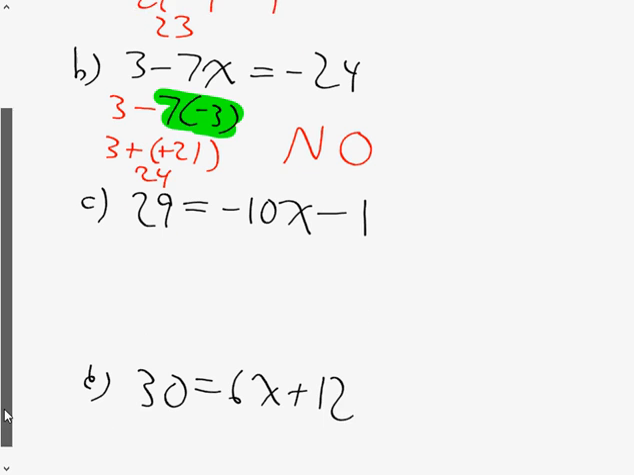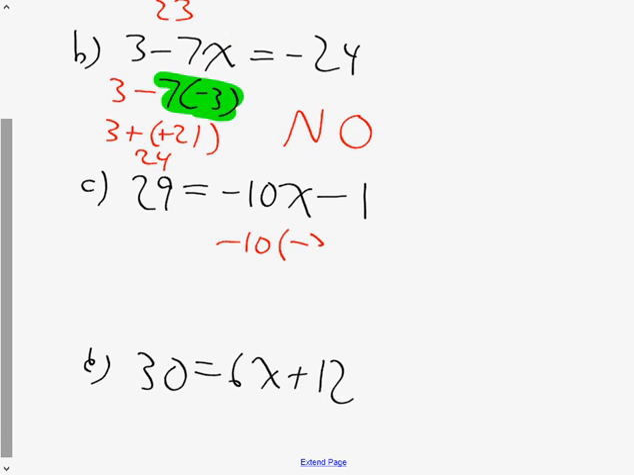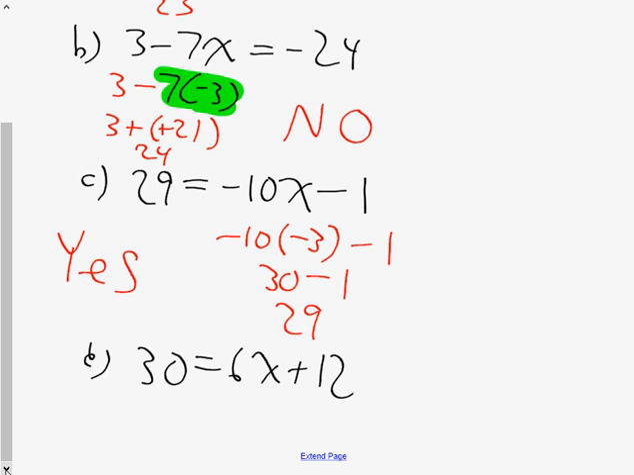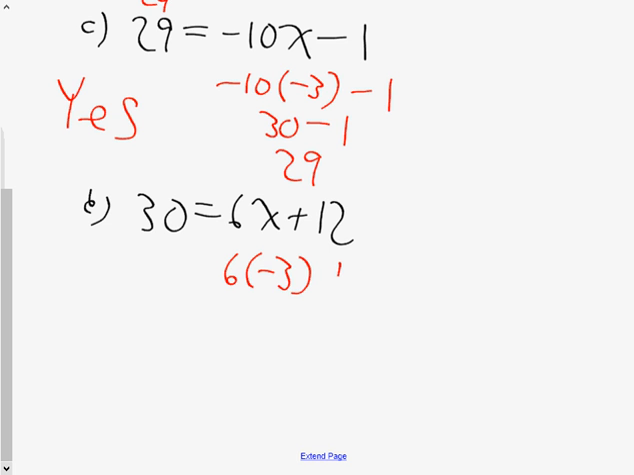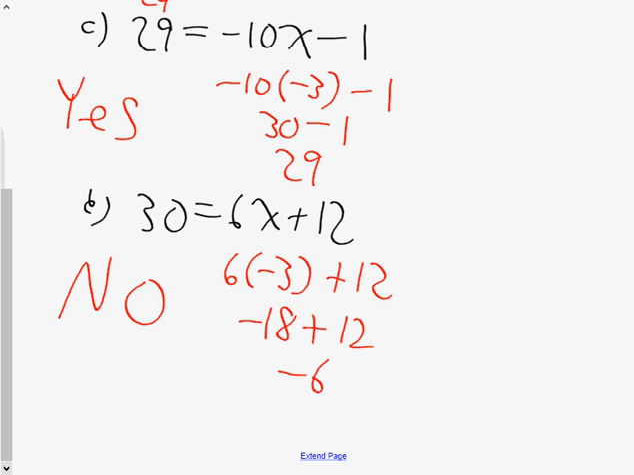Moving along to C, substitute negative 3 for my x. What's negative 10 times negative 3? Positive 30. And what's 30 take away 1? 29. So yes, in this particular equation, the value of x is negative 3. And finally, the last one, 6 times negative 3 plus 12 is negative 18 plus 12, which is negative 6. The answer is no, x is not negative 3. Does that make sense to everybody? How I did that? The other way you could have done it, just solved it using opposite operation and seen if x was it, but I wanted to show you this way because this is a good way to check your answers when you actually do an algebra question.